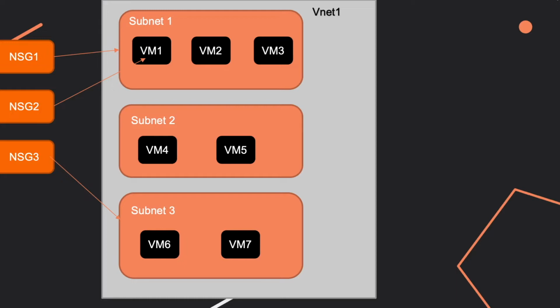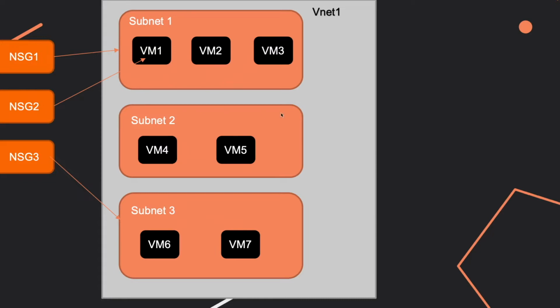You also have created network security groups. Subnet 1 has 3 virtual machines connected, 1, 2, and 3. Subnets 2 and 3 each have 2 virtual machines connected. Then you have 3 network security groups, 1, 2, and 3. NSG1 is associated with subnet 1, NSG2 is associated with VM1, and NSG3 is associated with subnet 3.